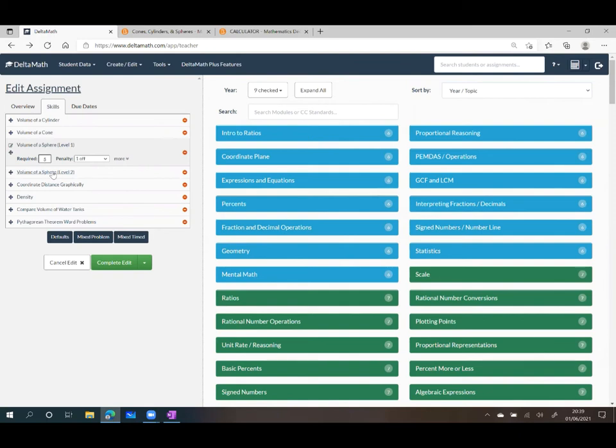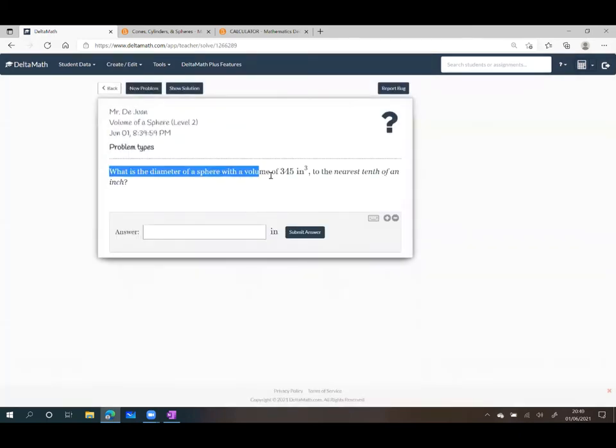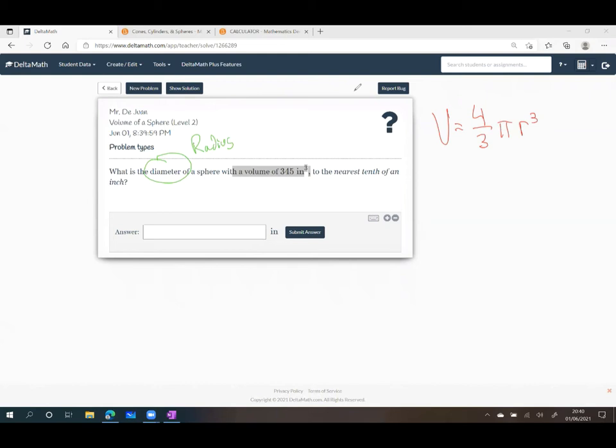Now, in the following, you have the volume of a sphere level 2. In this one, you're going to have to read carefully because it's either going to ask you for diameter or it's going to ask you for radius. In this example, we're going to use the diameter and what's already given to us, the volume. So, knowing that the volume of a sphere is 4/3 of pi times r cubed, we can actually reverse engineer this and say that the volume is 345, which equals 4/3 pi times r cubed.